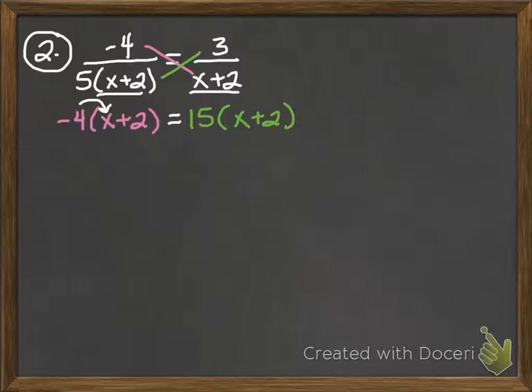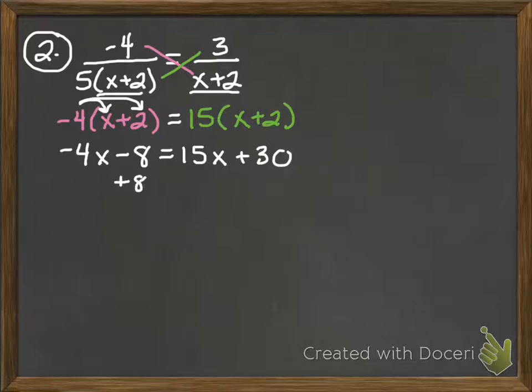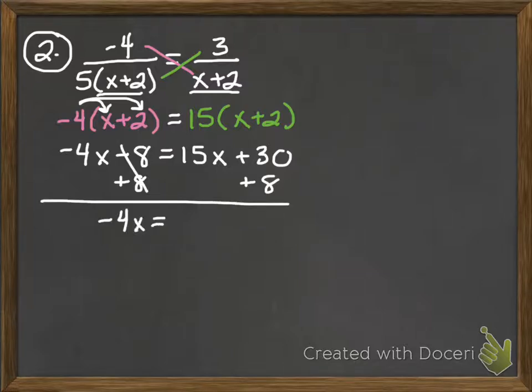So -4 times x, -4 times positive 2. That's going to give me -4x minus 8 equals 15x plus 30. So now all we want to do is combine like terms and solve for x. So I could add 8. This is not the only correct way of doing this, by the way. There are several different ways of doing this. And then I'm going to subtract 15x from both sides.